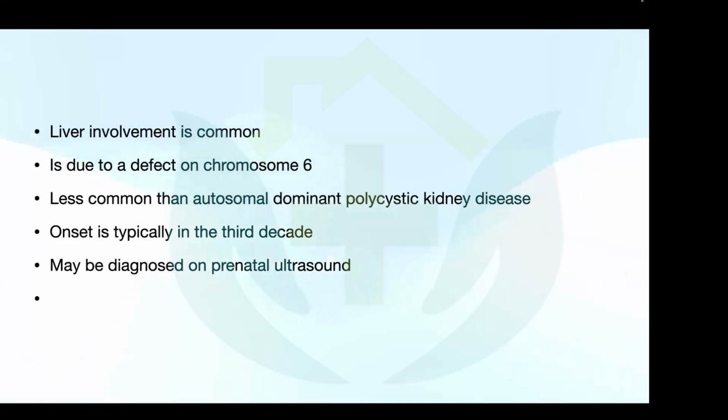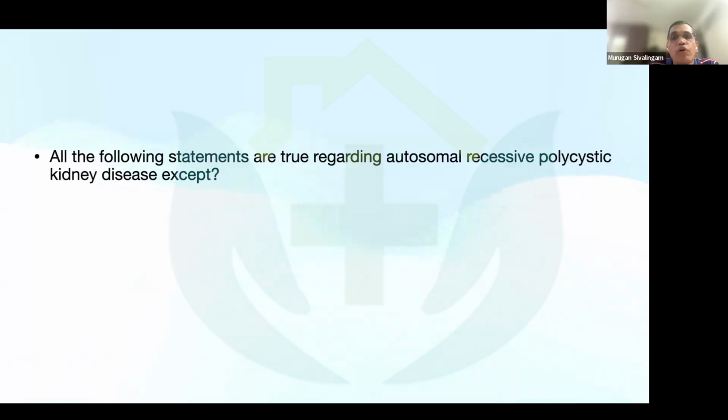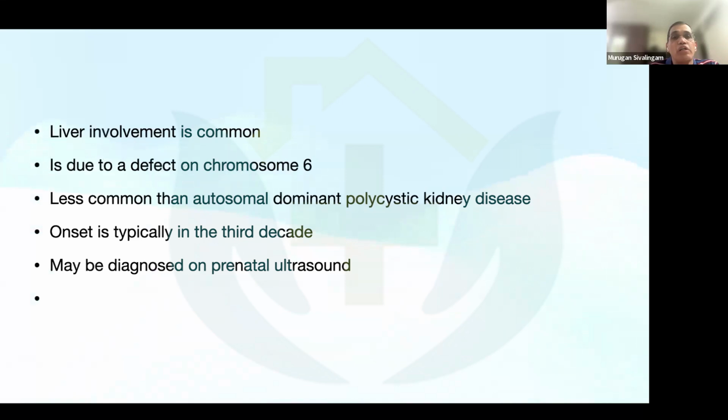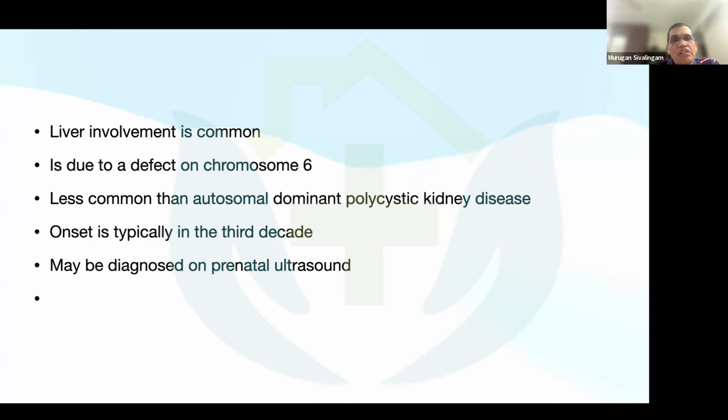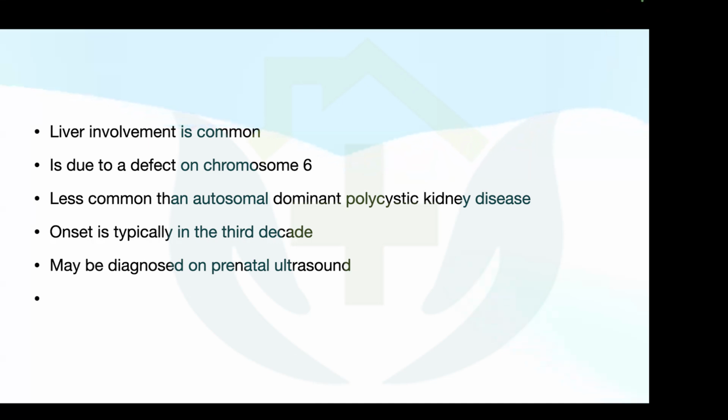This is the question. All the following statements are true except, so basically, which one of the following is false? May be diagnosed in prenatal ultrasound. Defect on chromosome 6. Onset is typically in the third decade.